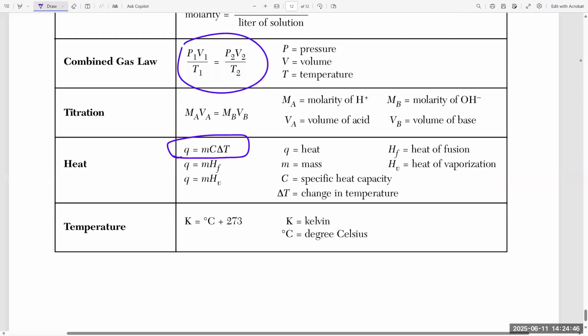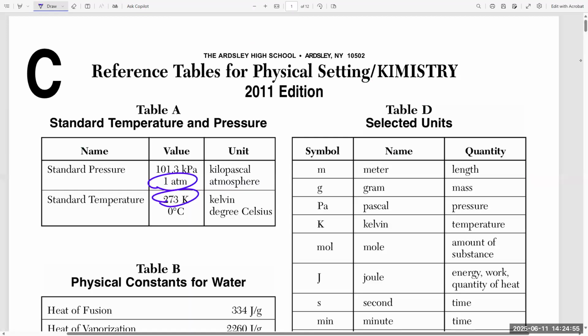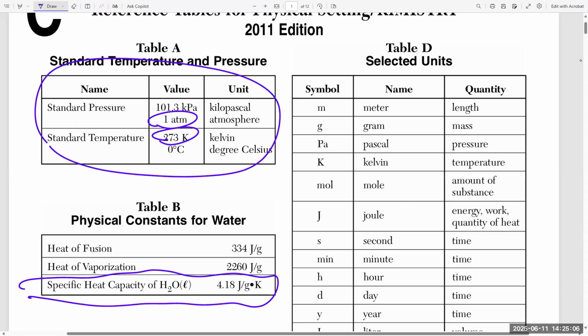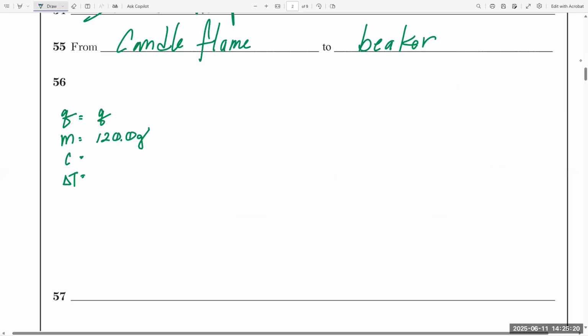Remember water? So if we go to, again, do you notice that they're making you go from the beginning of the reference table to the end of the reference table? This is why I said, try to memorize some of this. You either memorize the specific heat capacity of water and the STP values, or memorize the Q equations, because then it'll save you going back and forth from the beginning of the reference table to the end. But the specific heat capacity of water is 4.18 joules per gram Kelvin.